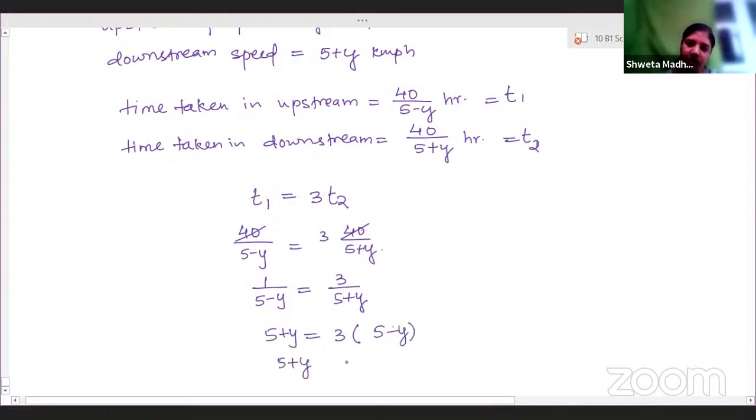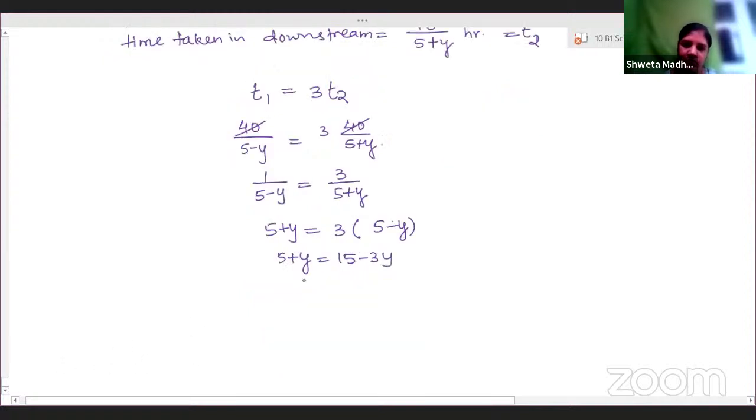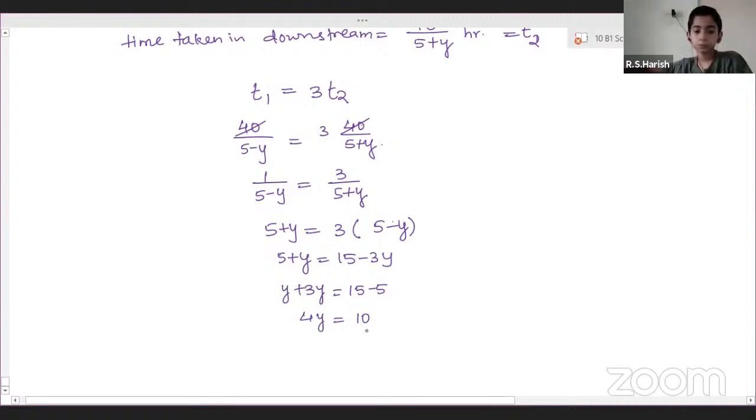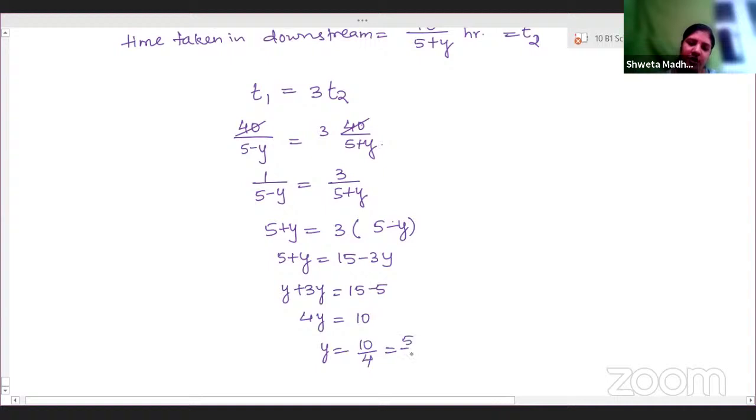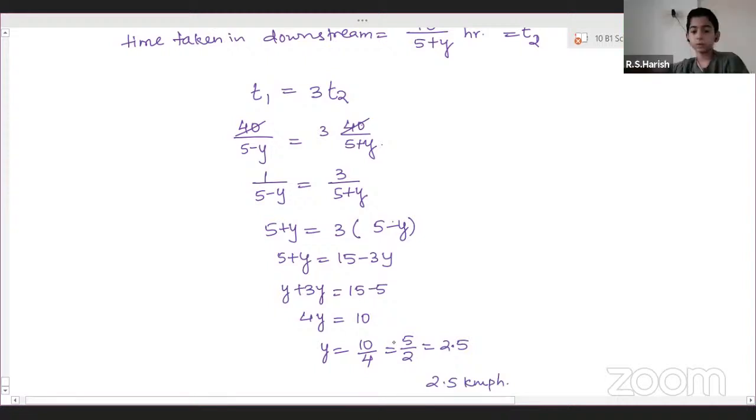So 5 plus y is equal to 15 minus 3y. So y plus 3y is equal to 15 minus 5. Is that right? Yes, ma'am. 4y is equal to 10. y is equal to 10 by 4, that is 5 by 2, which is 2.5. So speed of stream is 2.5 km per hour. Clear? Yes, ma'am.